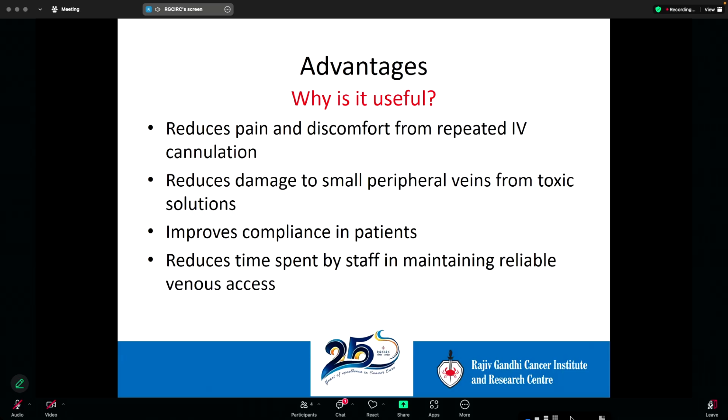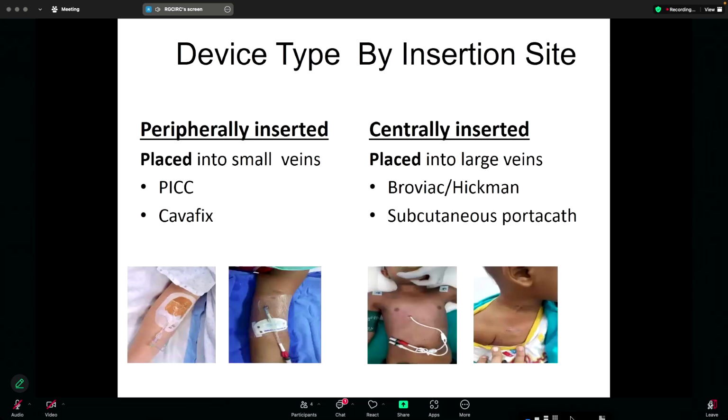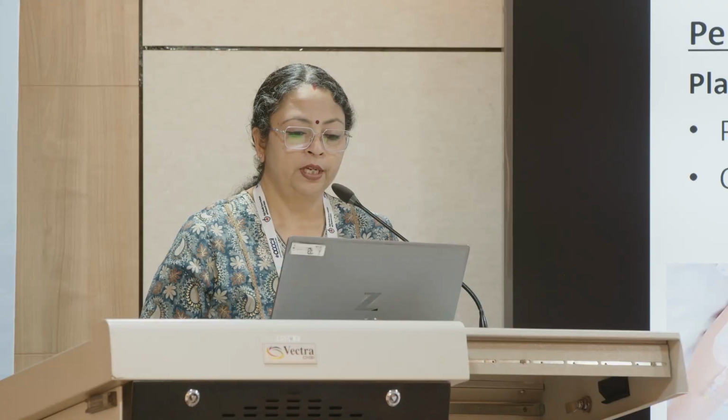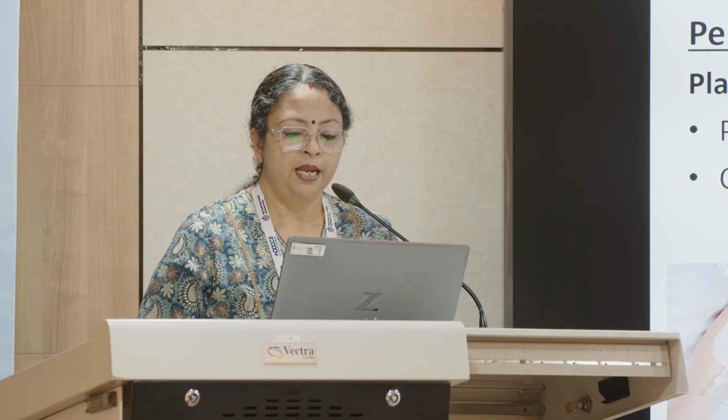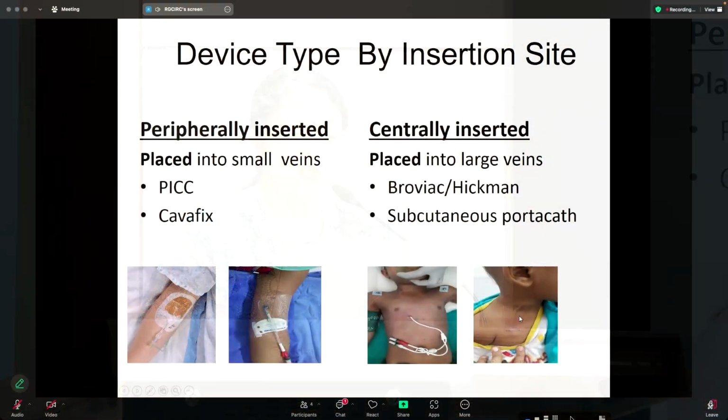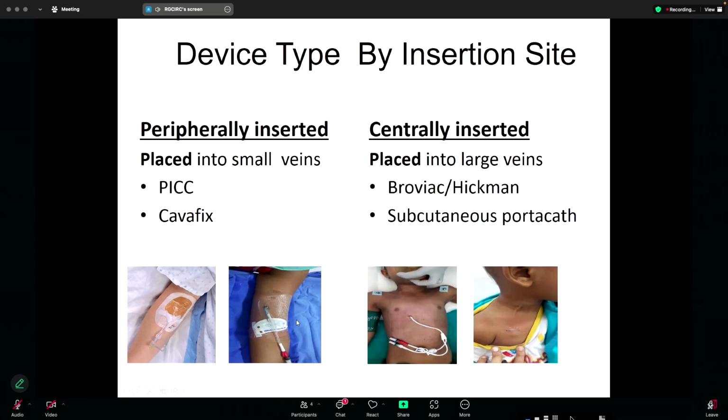Not only that, having a central line in place also creates more productivity for the nurses and the junior doctors who are caring for the patient. They don't have to spend a long time trying to get a secure IV cannula, especially in an oncology patient who requires vesicant drugs or chemotherapy agents which can cause damage to the veins. If you look at the peripherally inserted, we have the Cavafix. This is how the PICC line looks. This is a child with a Hickman. And this, of course, is a chemo port. So these two are tunneled catheters, and this is a non-tunneled catheter.